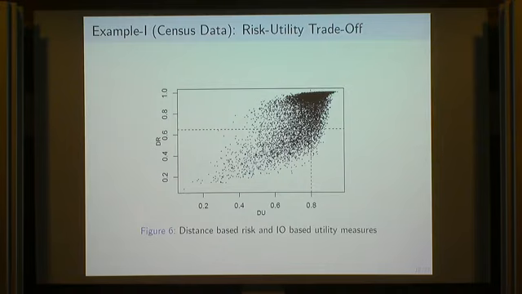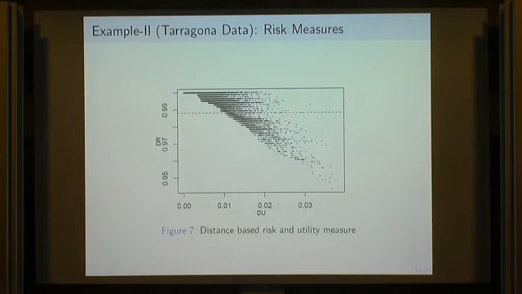Now, if you move to another data set, then this is the Tarragona data. So here again we see the utility loss measure and disclosure risk measure, but the disclosure risk measure is too high here, ranging even around 0.95. So it's really very hard to decide exactly how much risk I will accept here. This is really very challenging.